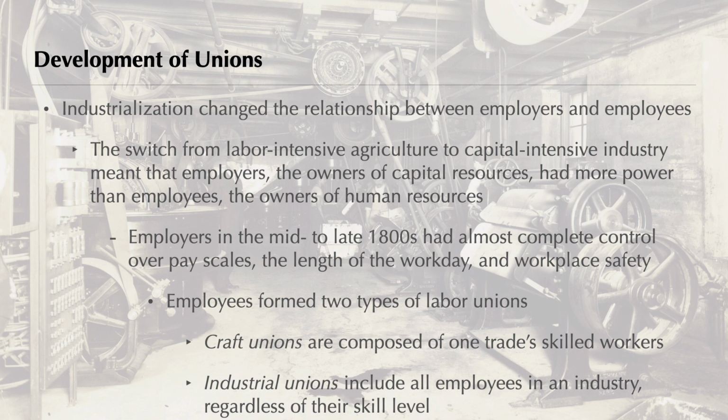Recognizing that they could bring about change only by acting together, workers formed a number of labor unions. The 2 major types that developed were craft unions and industrial unions. A craft union is composed of one trade's skilled workers. For example, plumbers, electricians, or carpenters. The International Union of Bricklayers and Allied Craftsmen is a craft union. An industrial union, on the other hand, includes all workers in an industry, whether they are skilled, semi-skilled, or unskilled. The United Auto Workers is an industrial union.